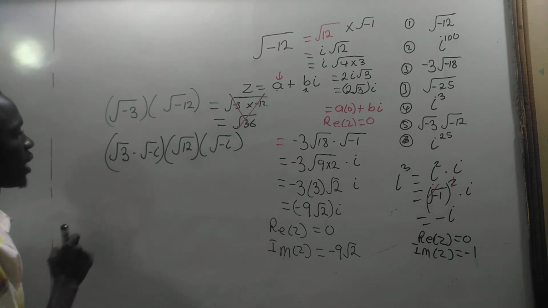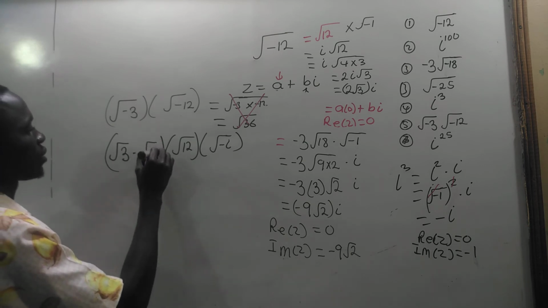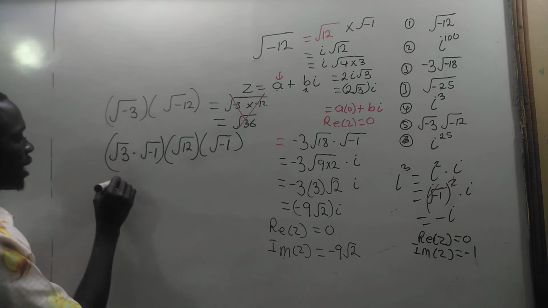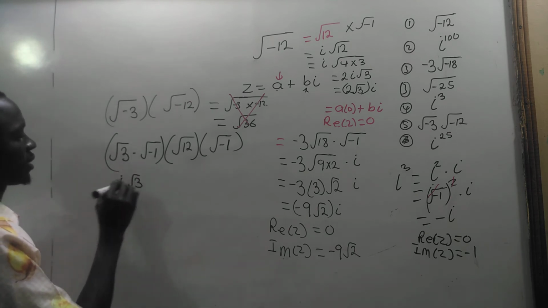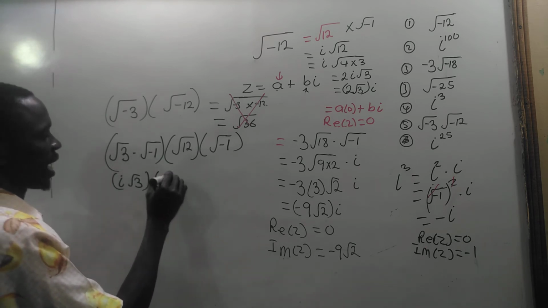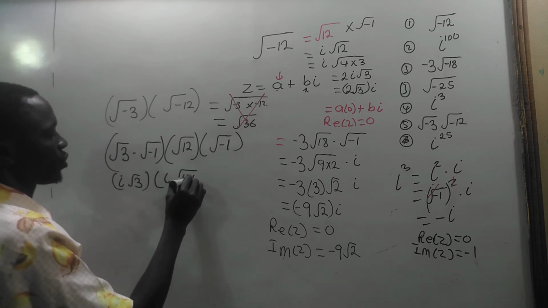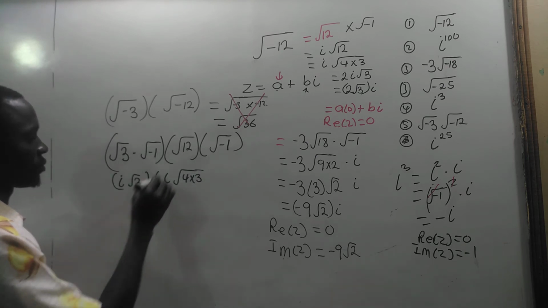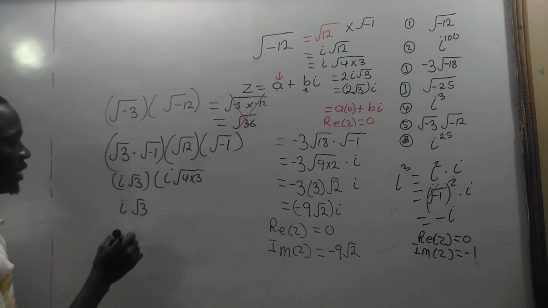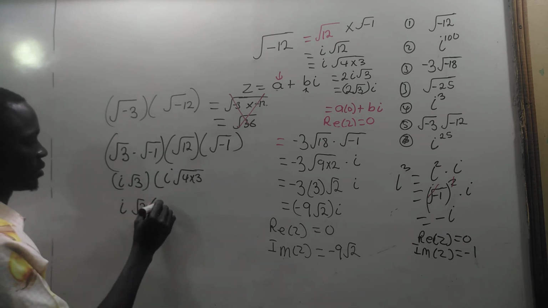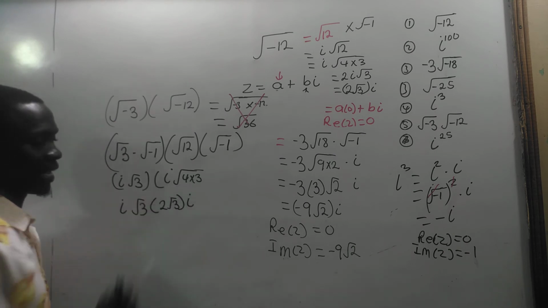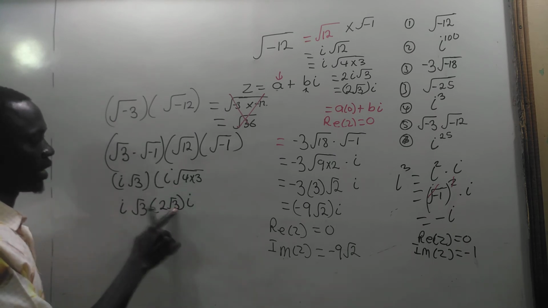Now, we are going to have negative 1. Oh, it's not negative i, it's negative 1. So here we are going to have i root 3 times i root 12, which is root 4 times 3. So this will give me i root 3 times 2 root 3 i, because here root 4 will give me 2 and I have a 3.